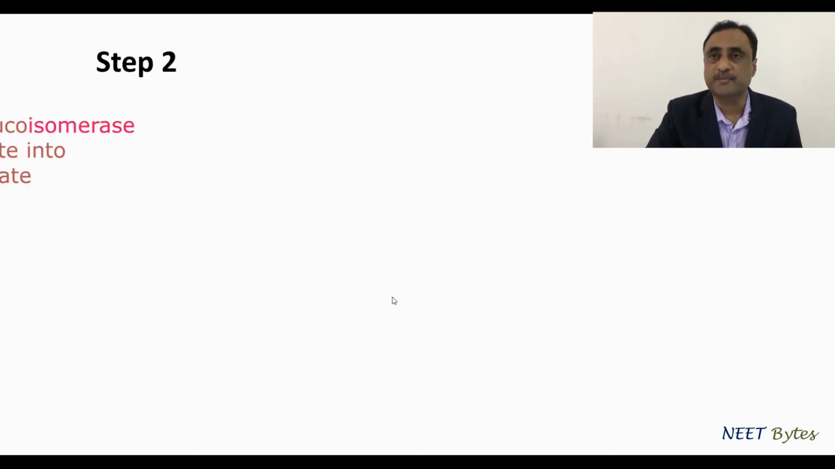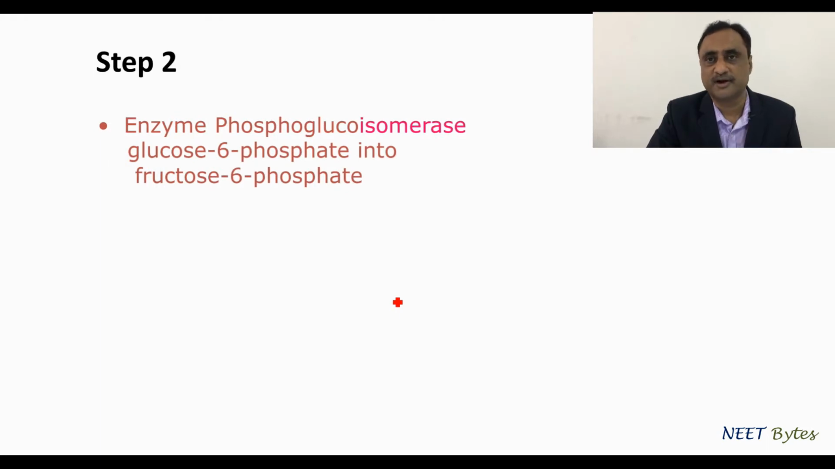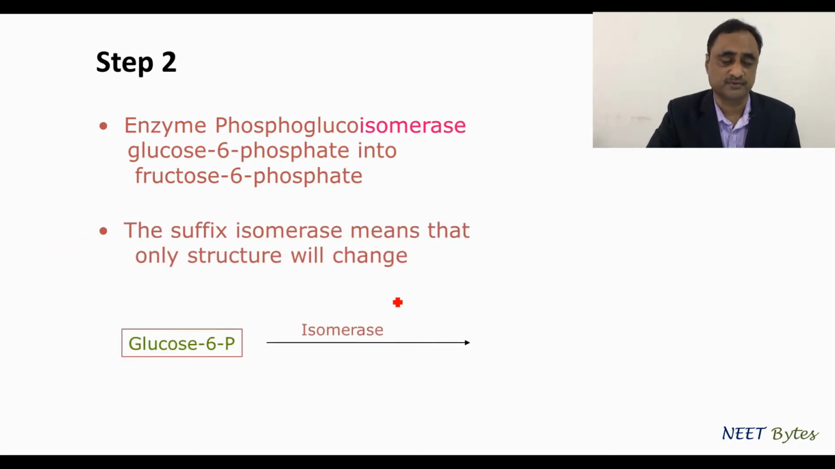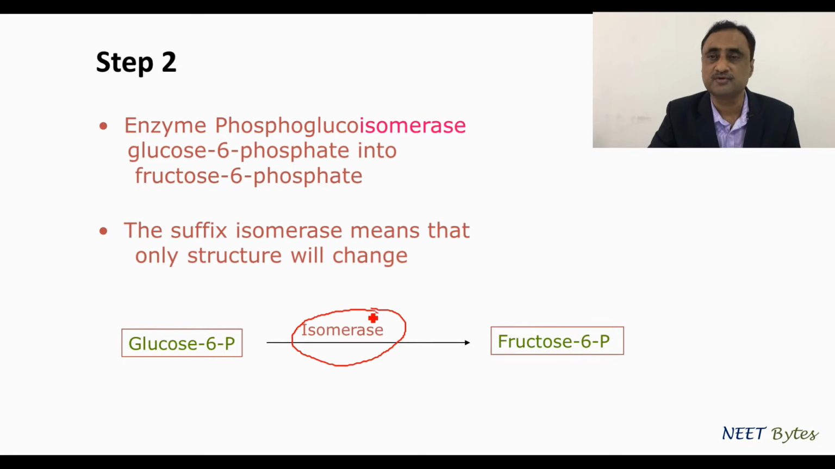In step 2, what happens? Step 2 is an isomerization reaction, in which glucose 6-phosphate gets converted into fructose 6-phosphate, right? So in the presence of the enzyme isomerase, it gets converted into fructose 6-phosphate.